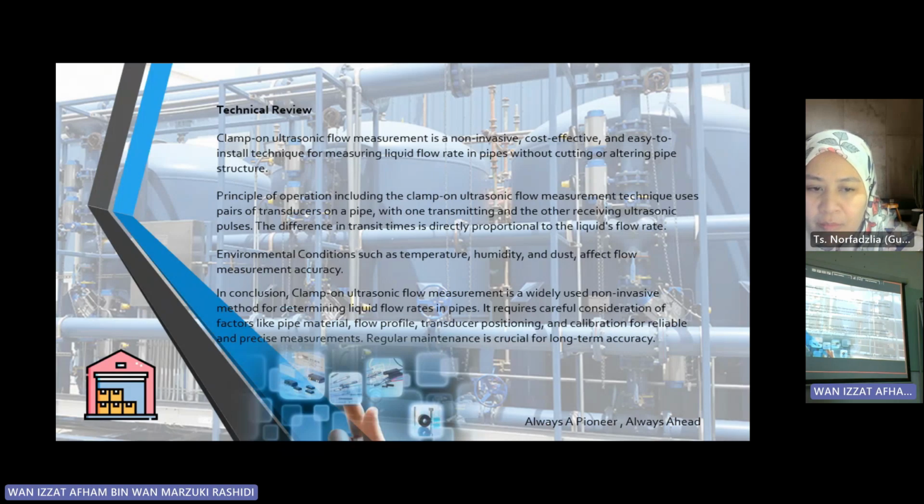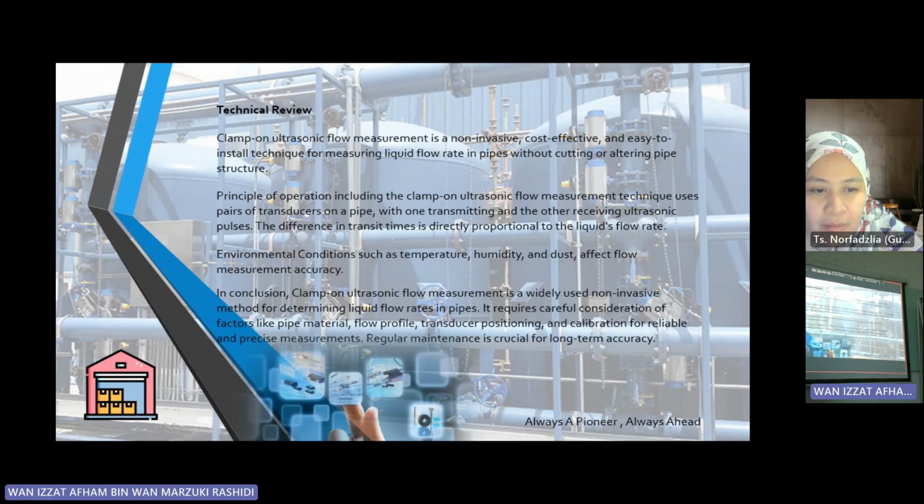Environmental conditions such as temperature, humidity, and dust affect flow measurement accuracy. On the wall where we place the sensor or transducer, we must make sure that the wall has been fully cleaned from any contaminant such as dust, soil, or any other contaminant.